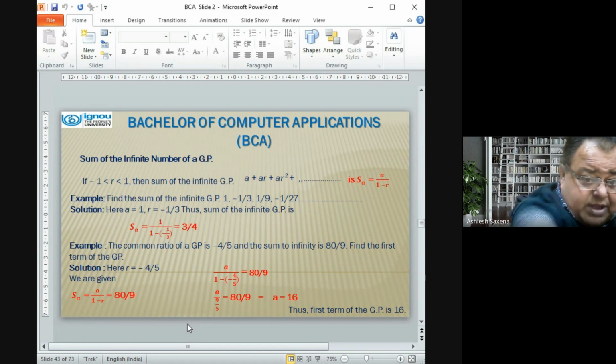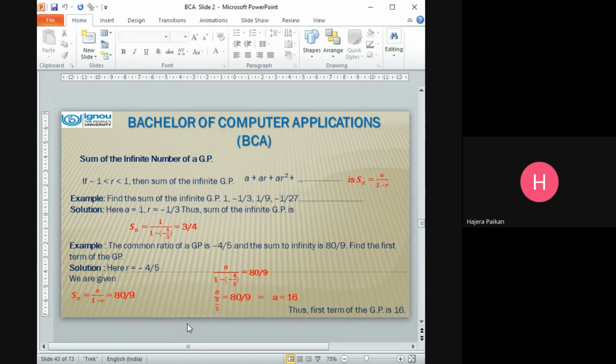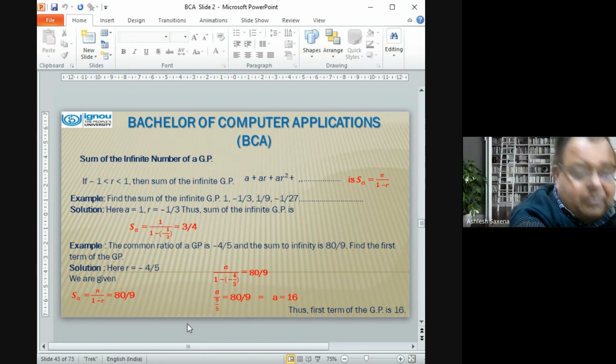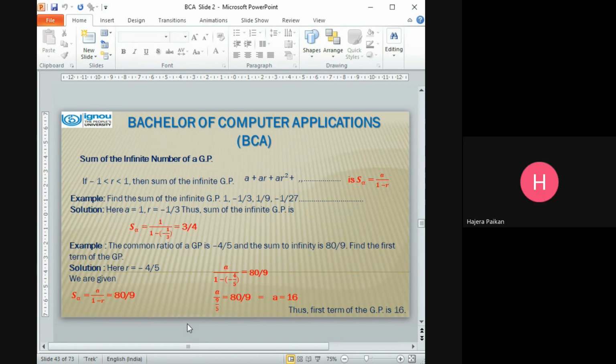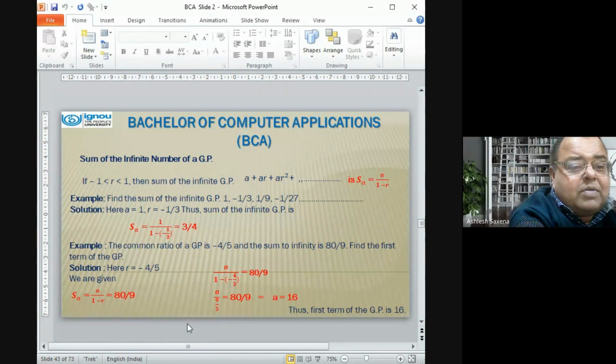The formula is written over there at the top right. S infinity is equal to A by 1 minus R. What is the value of A? A is 1. And what is R? R is minus 1 by 3. Okay. That means S infinity will be equal to 1 upon 1 minus of minus 1 by 3. That will be 3 by 4.